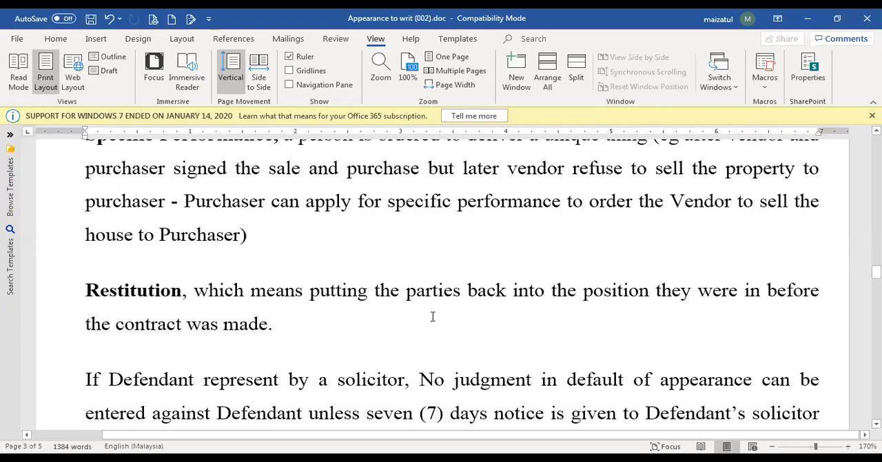Okay, the last one is putting the parties back into the position they were in before the contract was made. So basically, for equitable remedies, these are the three very common types.